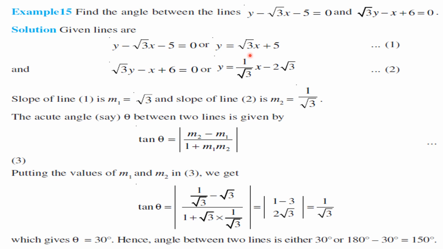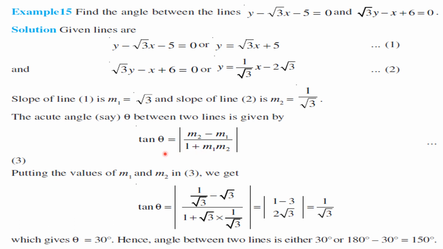So here let us consider this is m1. Here the coefficient of x is considered as m1. Here the coefficient of x is considered as m2. So the slope of line 1 is m1, that is root 3, and the slope of the second line is m2, which is equal to 1 by root 3. Understood this step, my children? Right. The acute angle, say theta, between the two lines is given by tan theta is equal to modulus of m1 minus m2 by 1 plus m1 m2. Do you remember this formula, my children?